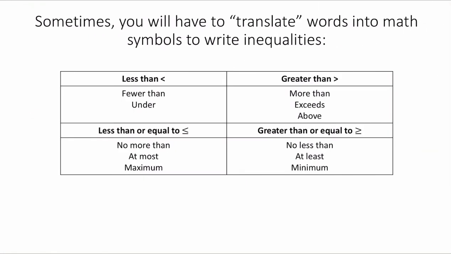So sometimes you'll have to translate words or phrases into math symbols to write inequalities. So here are some words and phrases that translate into inequality symbols. So if we have fewer than, that's going to be less than. We have more than, that's going to be greater than. At most is going to be a less than or equal to, and at least is going to be a greater than or equal to. Be careful with that at least, because that is kind of a tricky one, because you see the least and think it's a less than, but at least really means greater than or equal to.